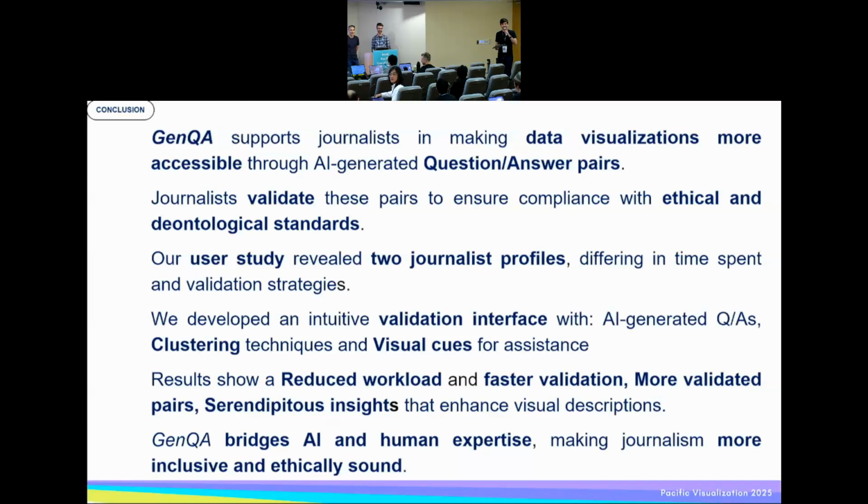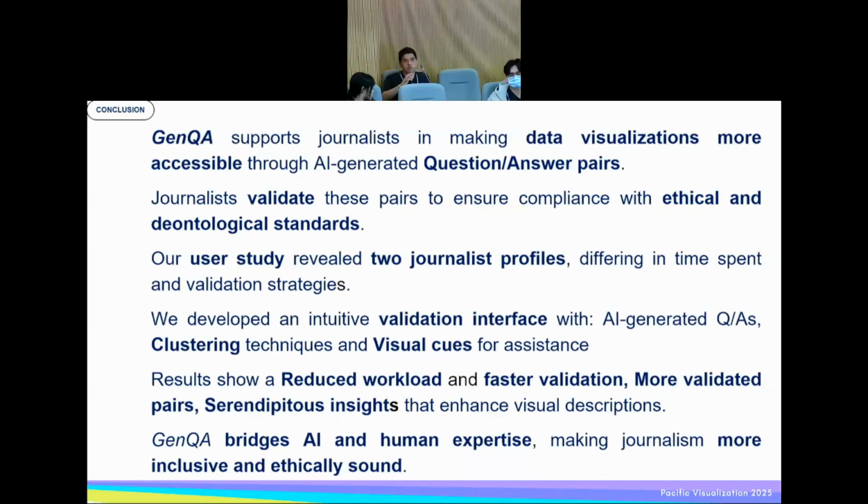Sorry. Your paper focuses more on the journalists' request. So I'm just wondering, which part of your research is more specific to journalists? The second question is whether it is possible to apply your work to other types of workflow. Yeah, so this is my question. Thank you.